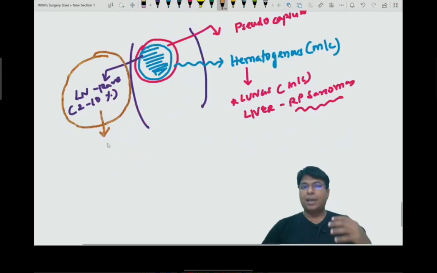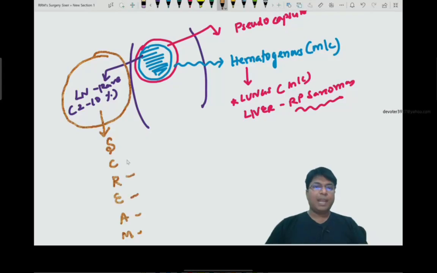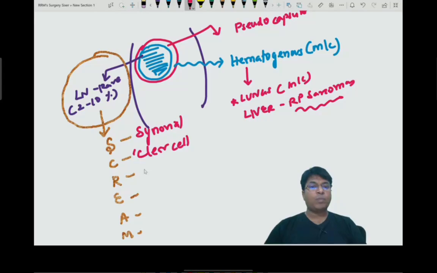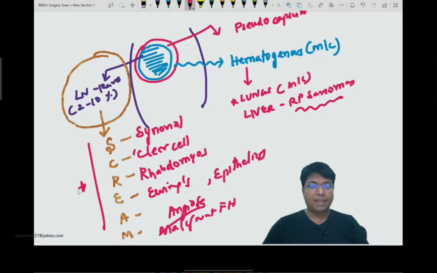Can you tell me what are the soft tissue sarcomas which will have lymph node mets? There is a mnemonic for that. That mnemonic is SCREAM. Synovial sarcoma, clear cell sarcoma, rhabdomyosarcoma, and Ewing sarcoma, and also epithelioid sarcoma, and A for angiosarcoma, and very rarely malignant fibrous histiocytoma. So the mnemonic is SCREAM.